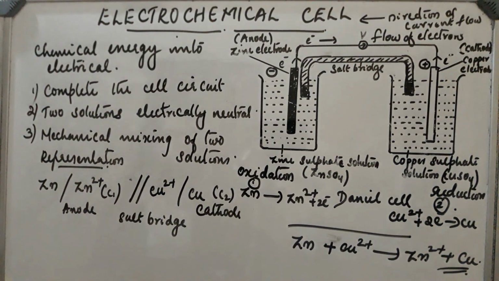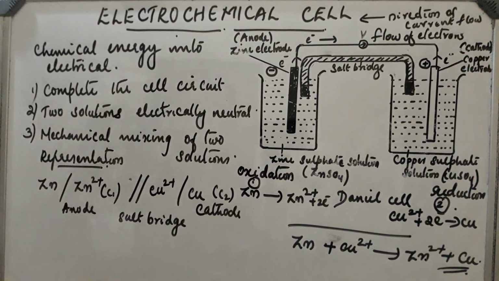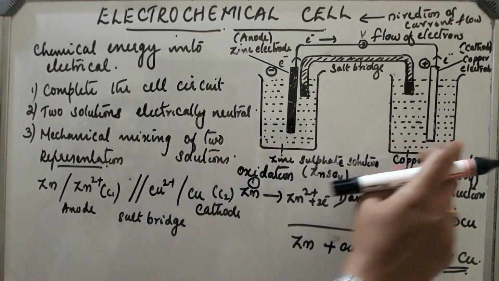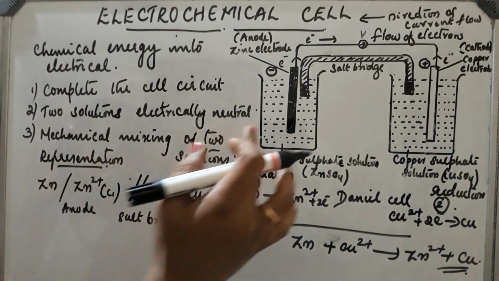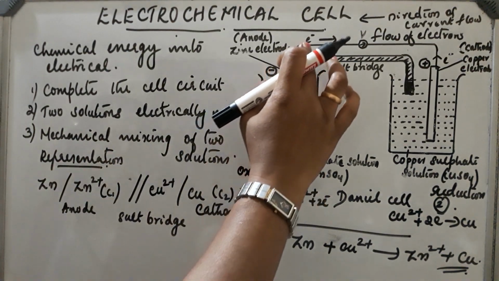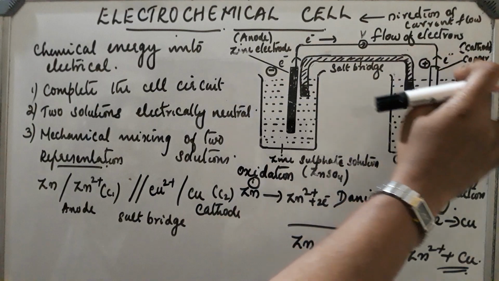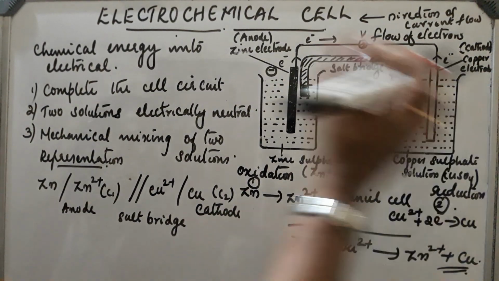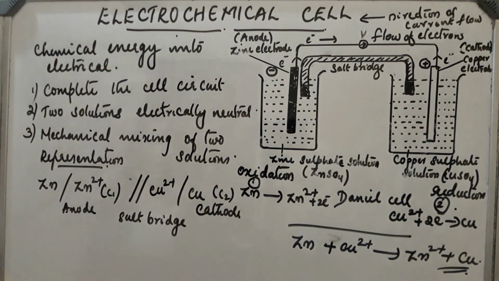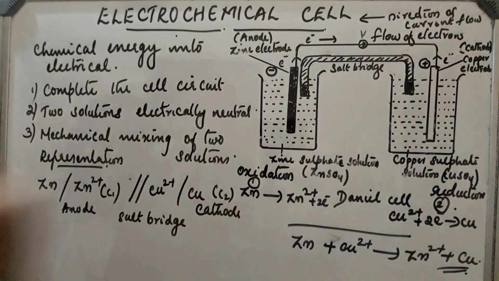So once more let us explain the electrochemical cell. First, this is the zinc electrode and this is the copper electrode, and here oxidation is taking place and electrons are produced, and the electrons flow from anode towards the cathode. So reduction takes place and copper gets deposited at the cathode. So electrons flow through this external circuit.